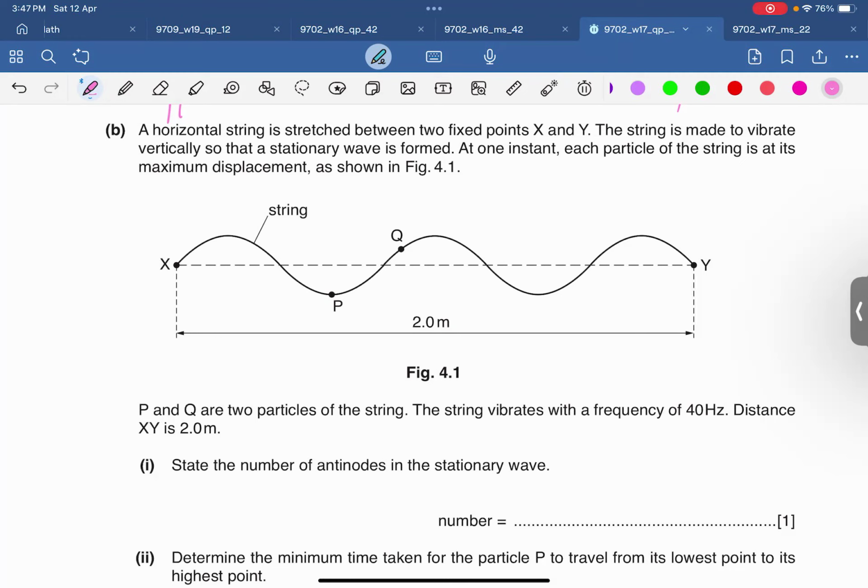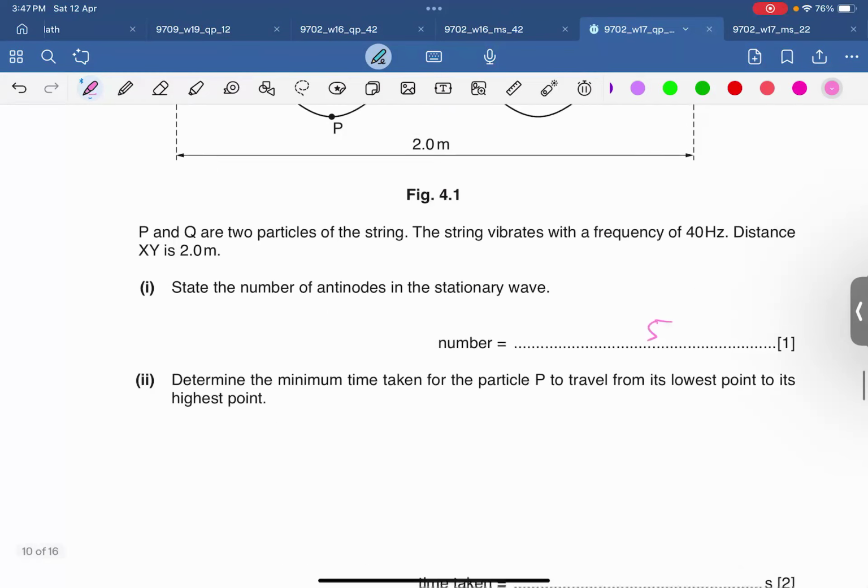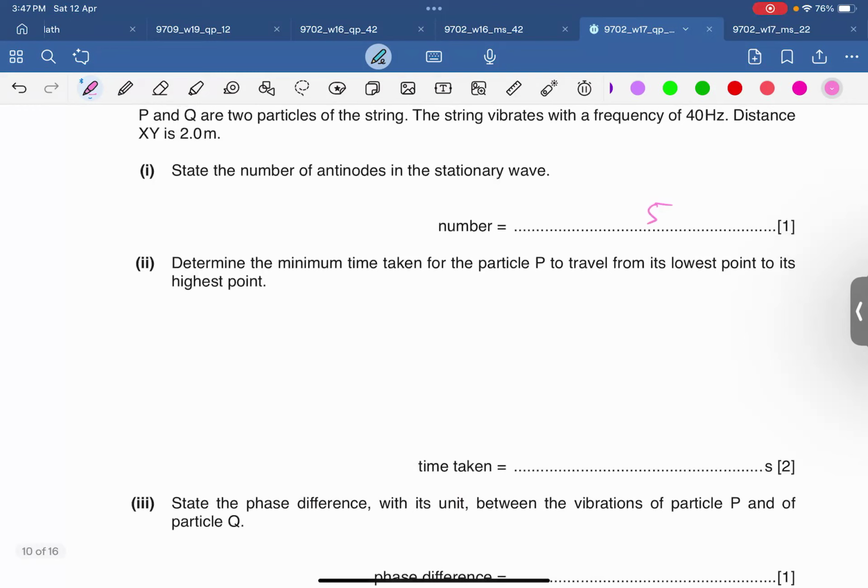Antinodes. Okay, how many? You can tell by looking. This is a very easy question. 1, 2, 3, 4, 5. Good. Come forward please. Determine the minimum time taken for the particle P to travel from its lowest point to its highest point. Okay. What do you mean by its lowest point to its highest point? How many wavelengths will be there, or how many time periods will be there?